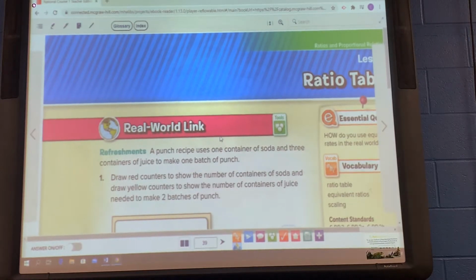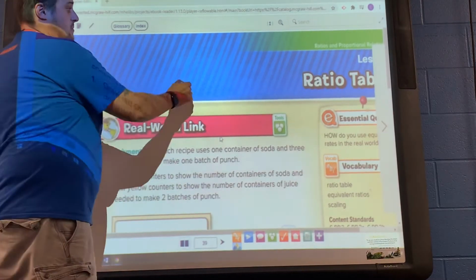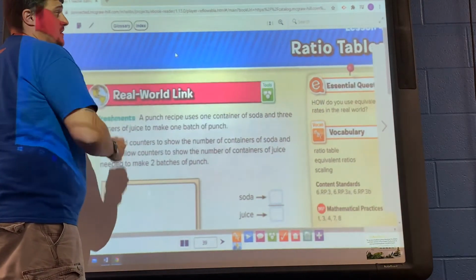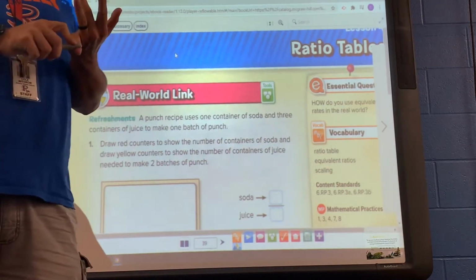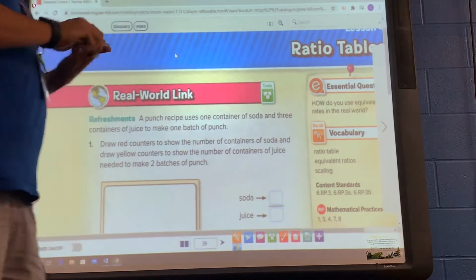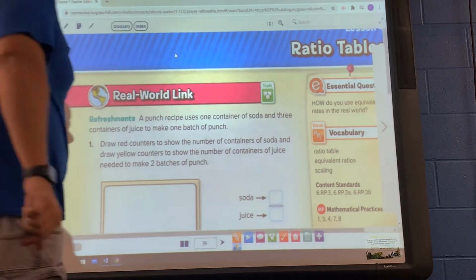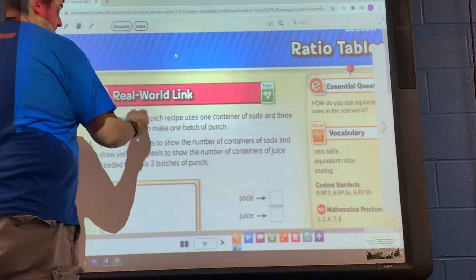Alright, so this one's about lesson number 4. So we're moving into chapter 1, lesson 4, which is all about ratio tables. So we've worked with multiples and factors. We've worked with ratios, we've worked with rates. Now we're working with the ratio tables themselves.